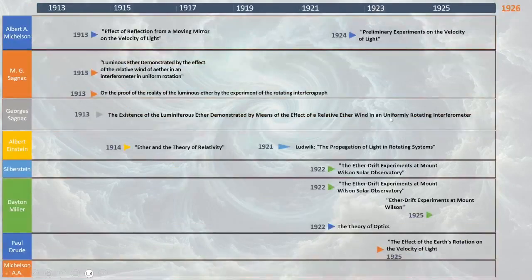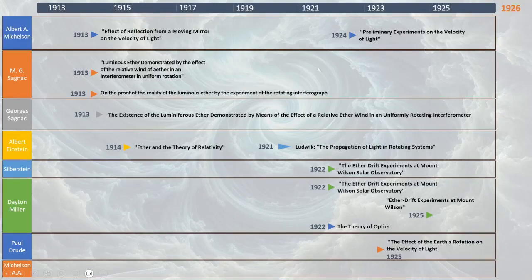disproven, right? And then continuing to 1913, we have Albert Michelson, the effect of reflection from a moving mirror on the velocity of light. And of course, preliminary experiments on the velocity of light as well. Sagnac again in 1913: luminiferous ether demonstrated by the effect of the relative wind of an ether in an interferometer in uniform rotation, and on the proof of the reality of the luminiferous ether by the experiment of the rotating interferograph.